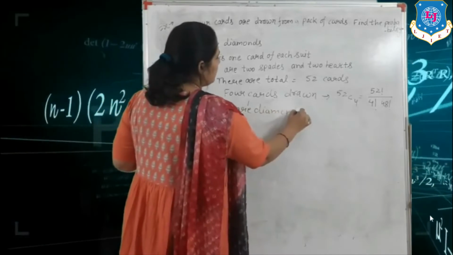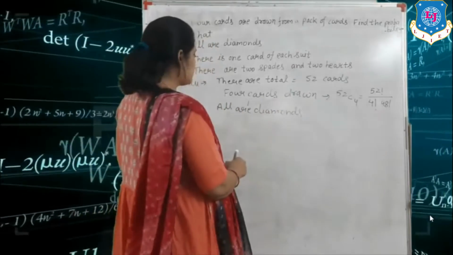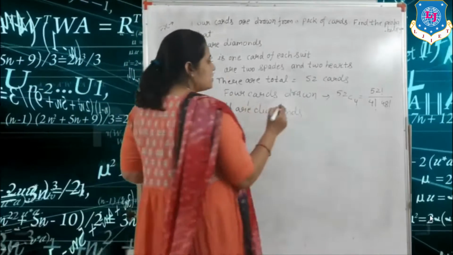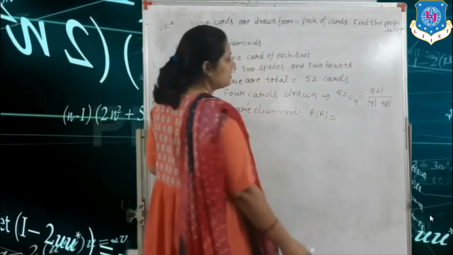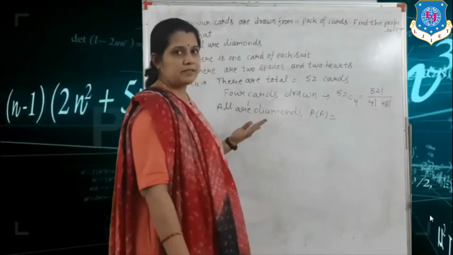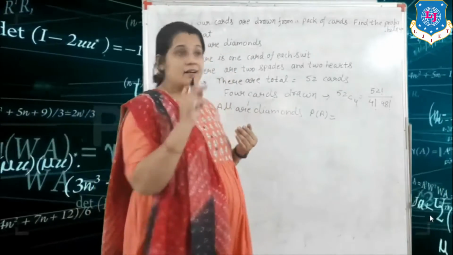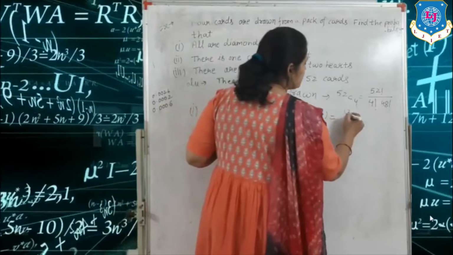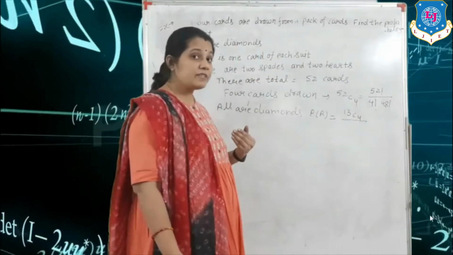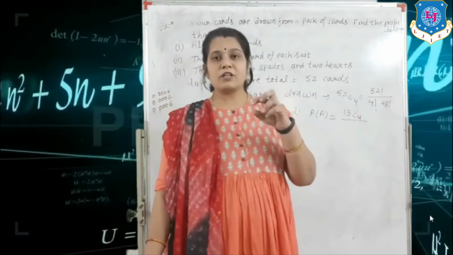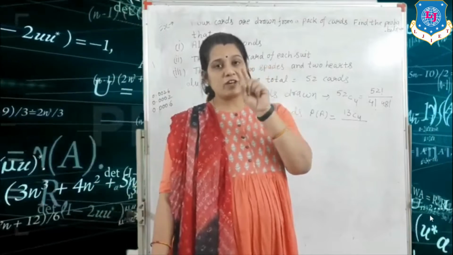Okay, all are diamonds. That means, for example, event A. So what is the probability of A? All are diamonds, that means total favorable events is 13C4. Why do we write 13C4 here? Because the total number of diamond cards is 13.